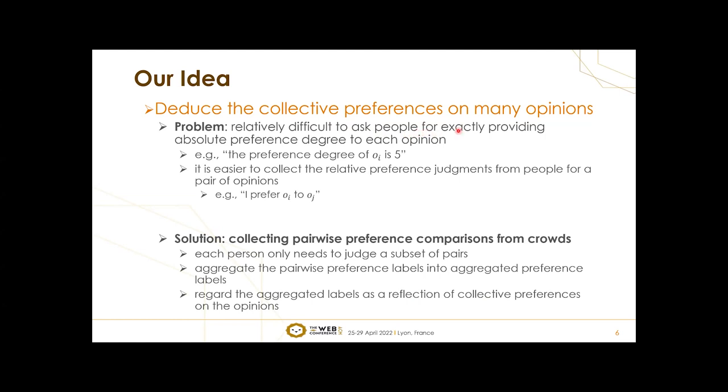To deduce the collective preference on many opinions, one problem is that it is relatively difficult to ask people to provide an absolute preference degree for each opinion. But it is easier to collect relative preference judgments from people for a pair of opinions. For example, I prefer this opinion to the other opinion. So the solution here is to collect pairwise preference comparisons from the crowd. Each person only needs to judge a subset of pairs, not all pairs of all opinions. Then we aggregate the pairwise preference labels into aggregated preference labels, and regard the aggregated labels as the reflection of the collective preference on the opinions.